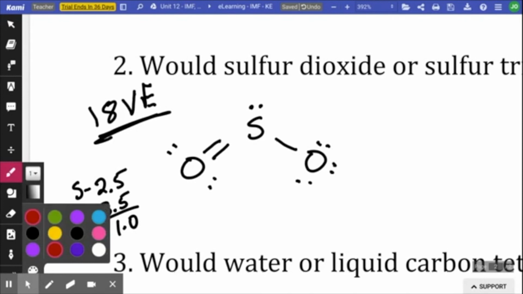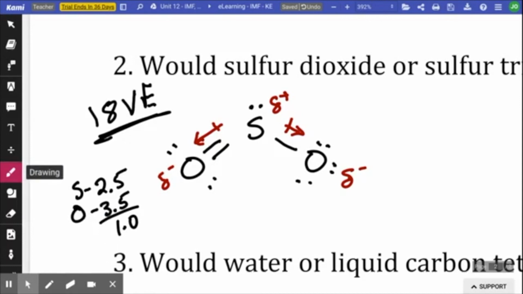So those electrons are going to move towards oxygen. Again, it's got a higher electronegativity, so that makes oxygen slightly negative and sulfur slightly positive. Same thing over here. Move towards oxygen, which makes it slightly negative. Okay, so this becomes a polar molecule. Since this is a polar molecule, and it is not going to form a bond between a hydrogen and nitrogen, oxygen, or fluorine, this has to be a dipole-dipole.